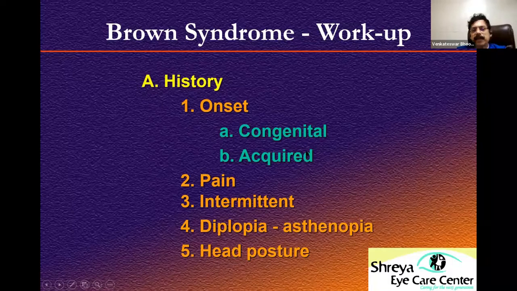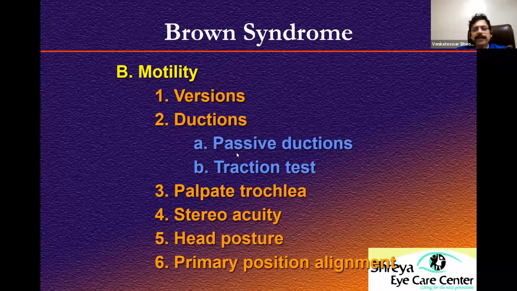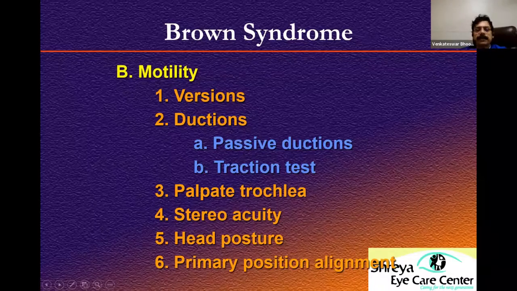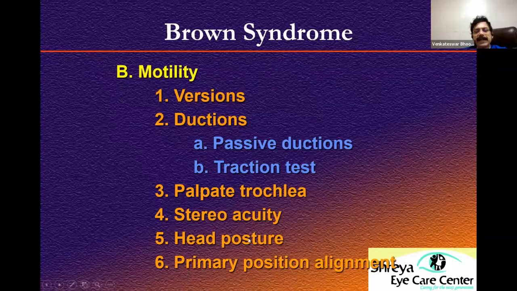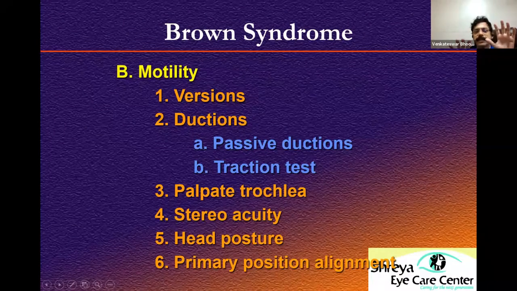And with regards to the eye motility examination, we need to look at all the versions and ductions. The most important thing is a traction test for the superior oblique, which will be strongly positive because of the tight abnormal short tendon. Sometimes you palpate the trochlea, the intermittent Brown's, by palpating and putting pressure, sometimes it gets relieved. And these children tend to have good stereo acuity, but they have a head posture because of a primary position alignment. So whenever they have a head posture, that means the child has a hypertropia in the primary position.